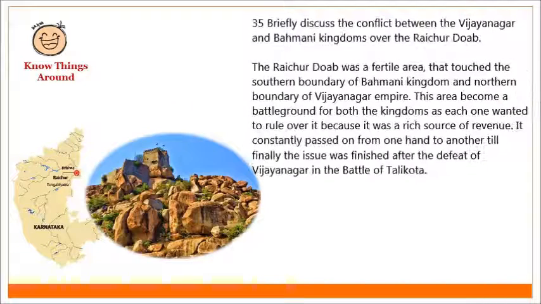Briefly discuss the conflict between the Vijayanagara and Bahmani kingdoms over the Raichur Doab. The Raichur Doab was a fertile area that touched the southern boundary of Bahmani kingdom and northern boundary of Vijayanagara Empire. This area became a battleground for both the kingdoms as each one wanted to rule over it because it was a rich source of revenue. It constantly passed on from one hand to another till finally the issue was finished after the defeat of Vijayanagar in the Battle of Tallikota.